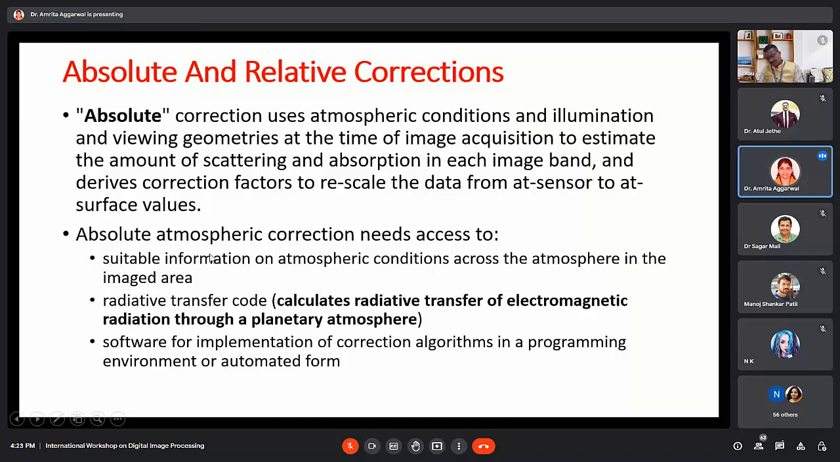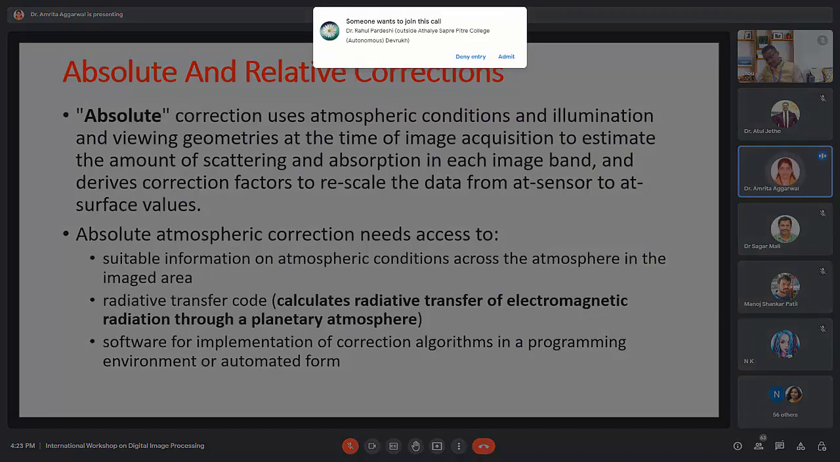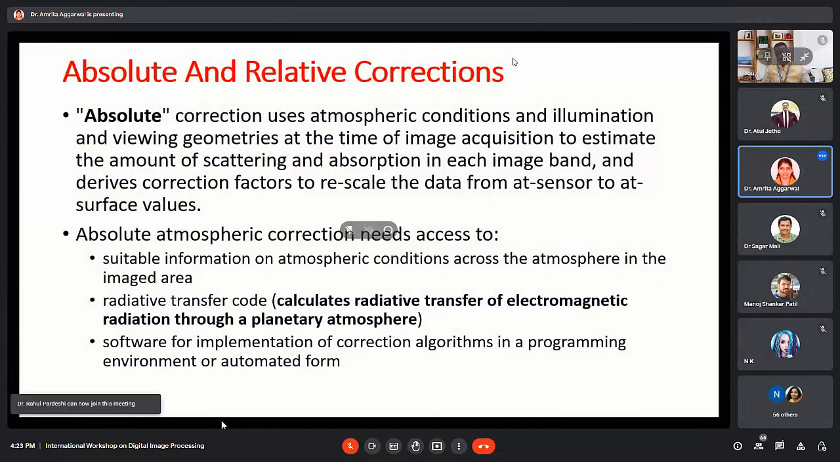Now, absolute atmospheric correction needs access to certain information. Whenever you're trying to understand the possible errors and you want to remove the absolute errors, you must have all the following information with you. If you plan to take an imagery, you should have all these databases ready. The first one is information on atmospheric conditions in the area, like I gave you the example of Kokand.